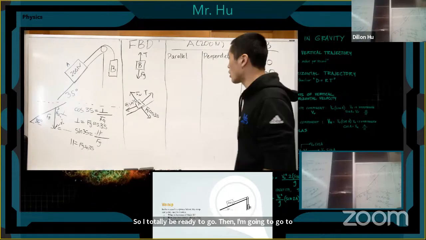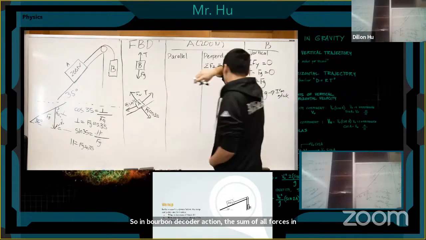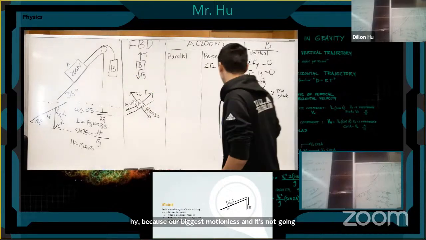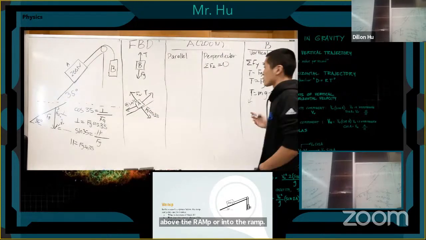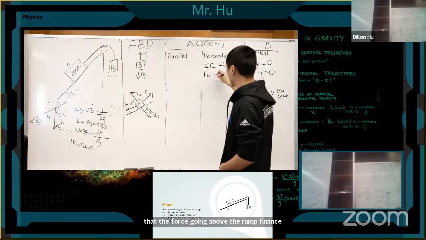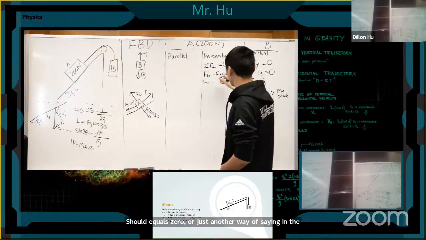So for A, let's first start with the perpendicular direction here. In the perpendicular direction, the sum of all forces is also going to equal 0. Why? Because the object is motionless and it's not going above the ramp or into the ramp. So that means the force going above the ramp minus the force going into the ramp should equal 0, which is another way of saying that the force going up above the ramp is going to equal the force going into the ramp.